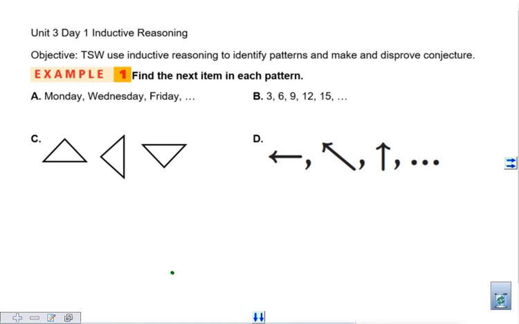Today we are learning about inductive reasoning. So inductive reasoning is patterns. So we're going to finish patterns. First one, Monday, Wednesday, Friday. So we are skipping days. So we go Friday, skip a day, and then we'd have Sunday.